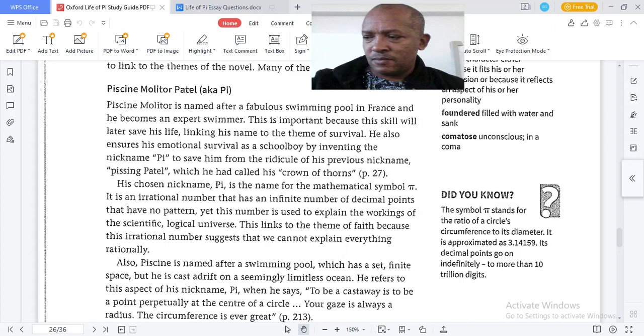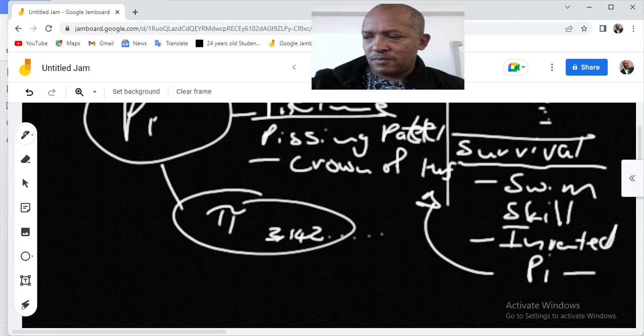Is the name of mathematical? It's an irrational number. That's what you want. When you say discuss his name, you're going to now make notes under this. An irrational number. Here we go. What more?